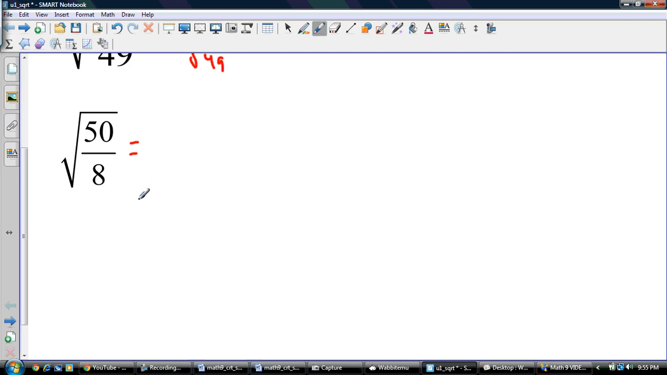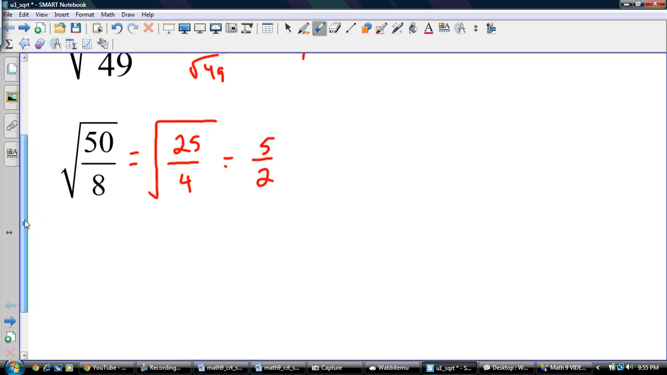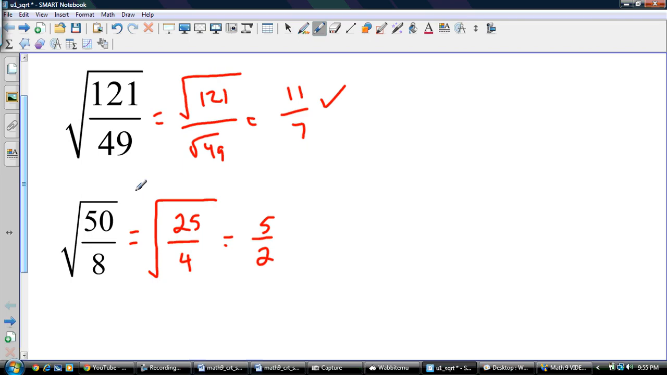But what we can notice here is this fraction is not reduced. We can divide both of these by 2. So I'm going to divide 50 by 2, that's 25, and I'm going to divide 8 by 2, that's 4. But wait, what's this? That's a perfect square divided by a perfect square. So that's 5 over 2. I took the square root of 25, which is 5, and the square root of 4, which is 2. So that's two examples: one where it's already perfect squares and one where you had to reduce. I hope that's clear.